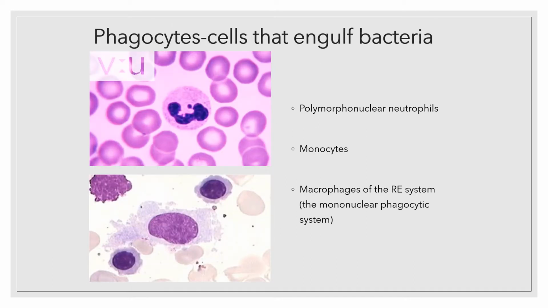So phagocytes are cells that engulf bacteria. We've got the polymorphonuclear leukocytes. Those are also known as pus cells or neutrophils. We've got our monocytes, which are circulating macrophages. And then we have the fixed macrophages of the mononuclear phagocytic system.